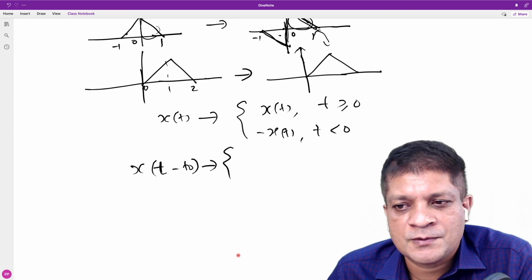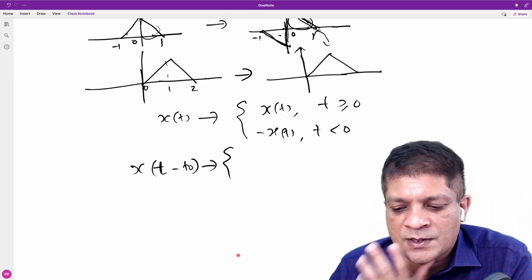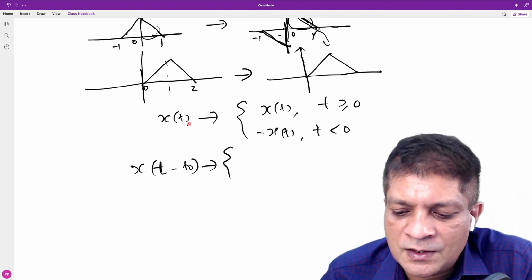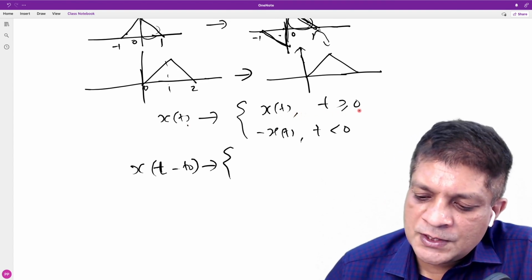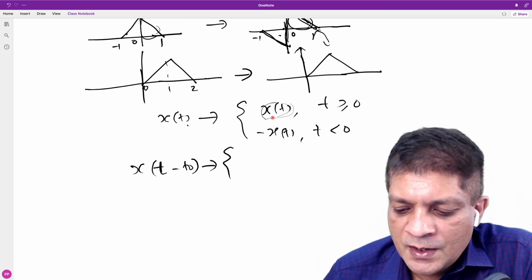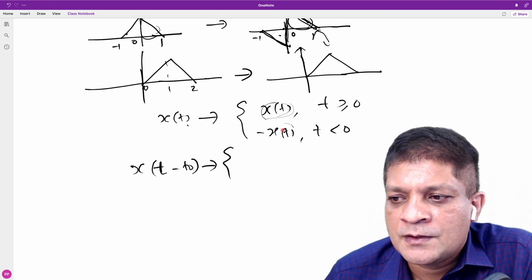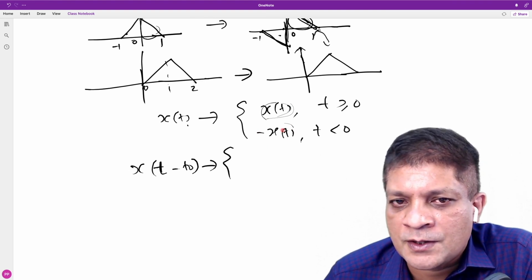What is the expression for the output signal? What is that system doing? Whatever is the input to the signal, for positive values of t, it is keeping the same input signal, and for negative values of t, it is multiplying with -1. That is what the system is doing. Is it?